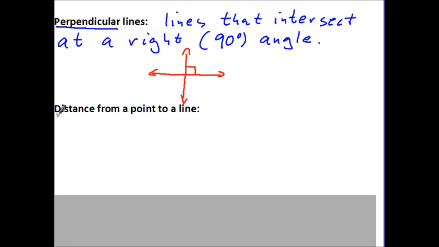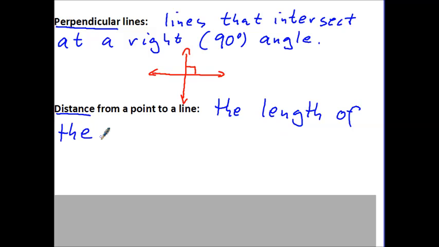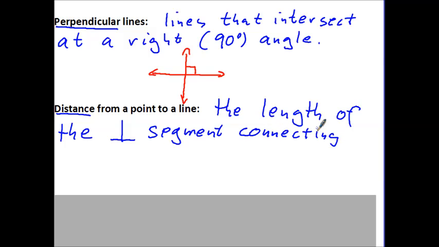The distance from a point to a line is the same as the length of the perpendicular. Remember that symbol we used for perpendicular? The perpendicular segment connecting the point and the line. Why is it the perpendicular segment?